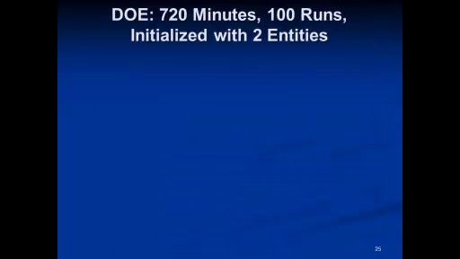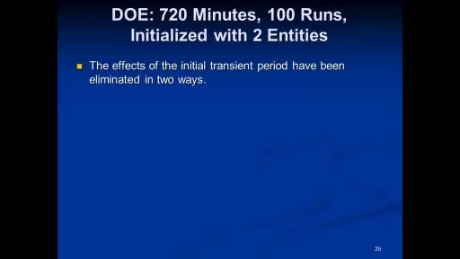So here's a design of experiments with 720-minute runs, 100 runs, and I've actually initialized it with 2 entities. And I can do that with the create block in ExtendSim by just a simple click of a button. This is going to have an effect on the initial transient period because it's going to put us somewhere near steady state to begin with. And then I've increased the batches or the number of replications to 100, which is in some sense increasing the batches because I can look at each run as being a batch, in some sense.